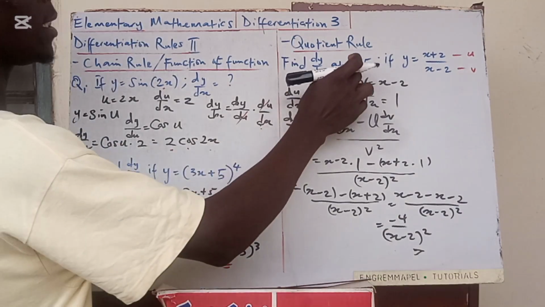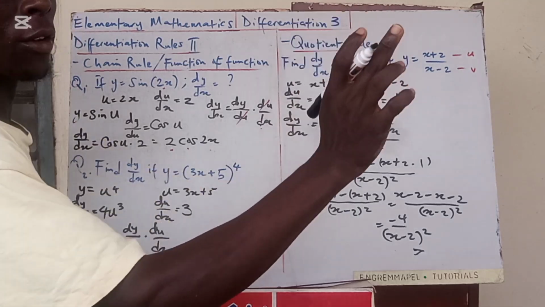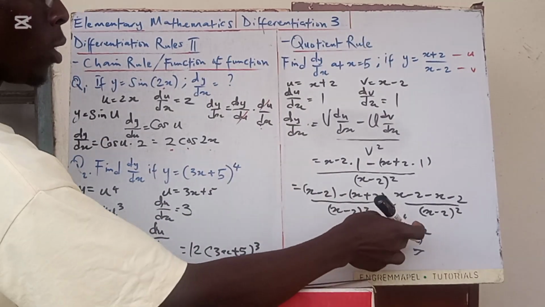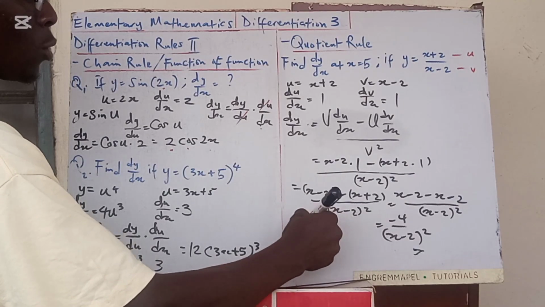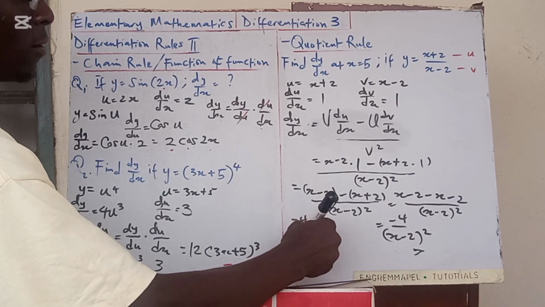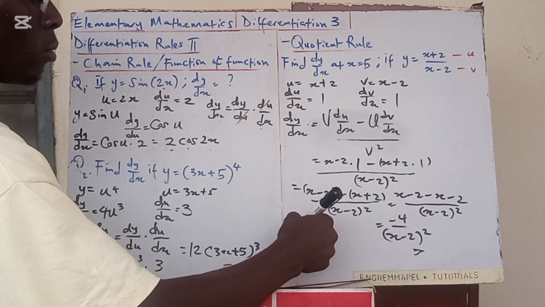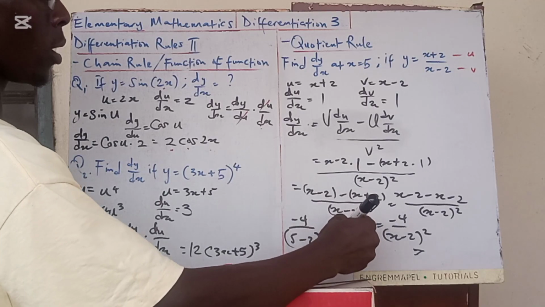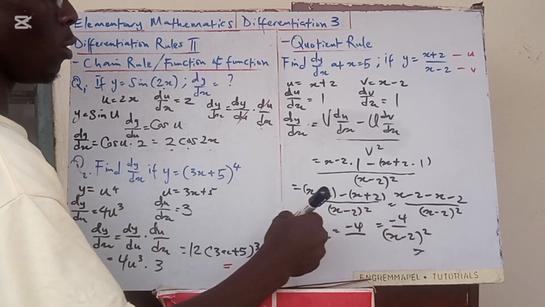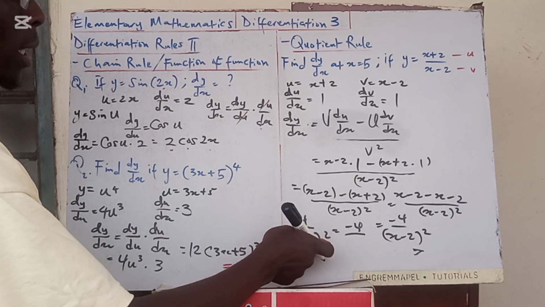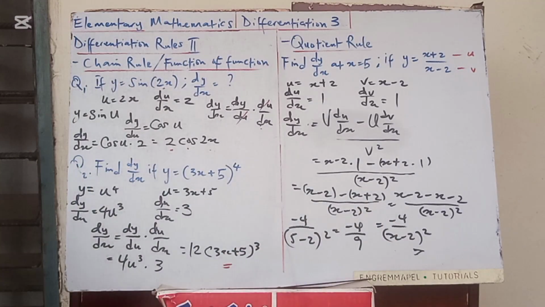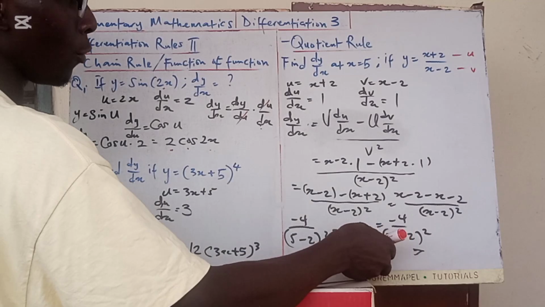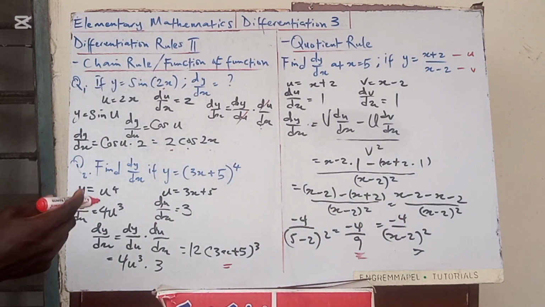Let's take note, they said at x is equal to 5. We shouldn't omit that. So if you are going to put x here, we want to get the final answer. It's going to be minus 4 over (5 minus 2) all squared. So that will be minus 4 over 3 squared, that's 9. So the final answer is minus 4 over 9.